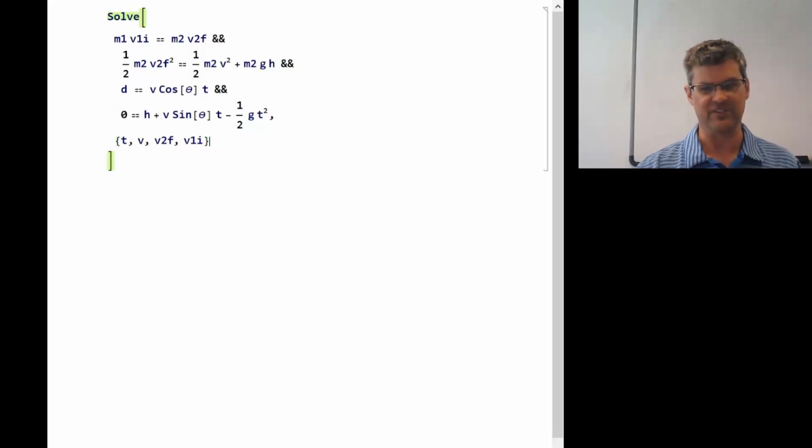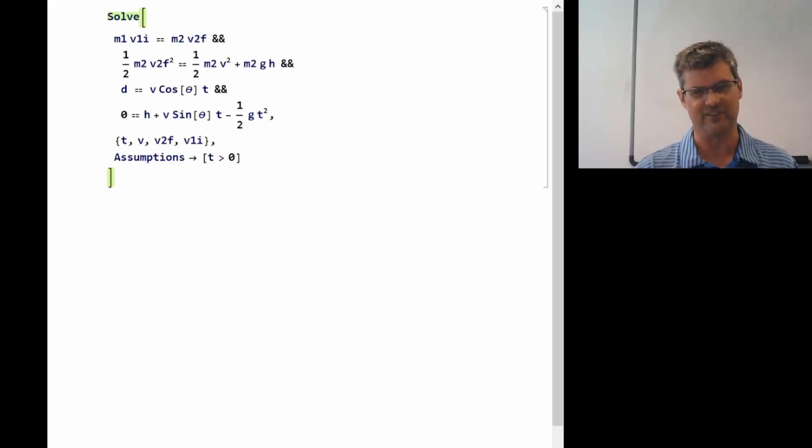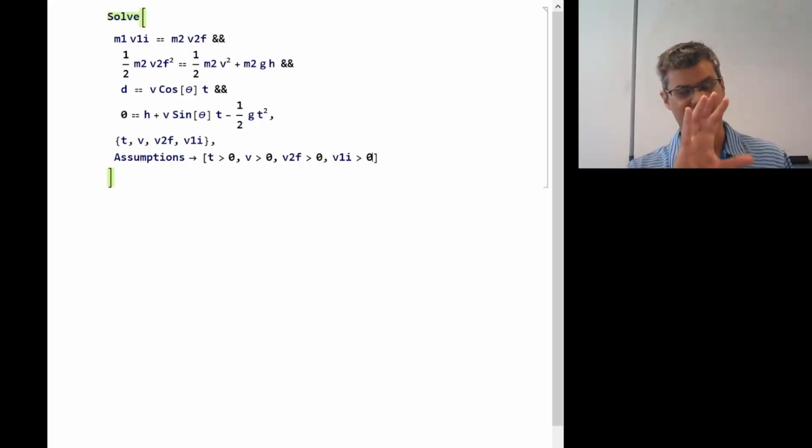Now, just for argument's sake, we're looking at a special case, and we have some assumptions. First of all, I want a t that is positive. There's actually two t's that are going to work, but I want the one that's greater than 0. I want the velocity that's greater than 0. I want a v2f that's greater than 0. And I want a v1 initial that's greater than 0. We could turn the whole problem around. We could change all of the signs, and everything would still totally work.